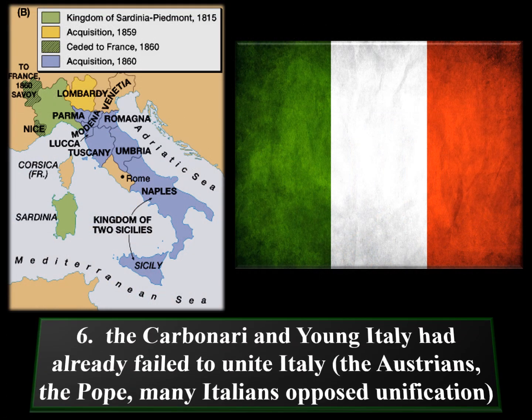As we know, the first round of nationalist uprisings in Italy, with the Carbonari, had happened in the 1830s, and then of course the second wave happened with the Young Italy movement in 1848. We know that both of those movements had already failed to unite Italy. The Austrians in the northern part of Italy refused to let go of that part of their empire. The Pope in the central part of Italy did not like the idea of a unified Italy because he would lose his control over the Papal States. And there were also many other Italians that were opposed to unifying.